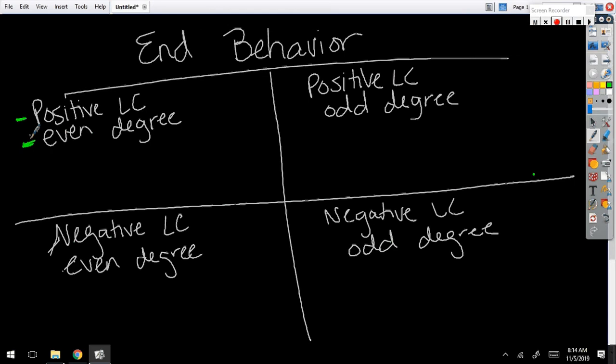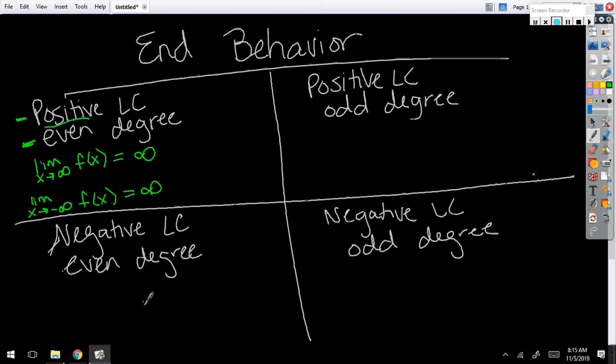What determines if they go up or down? The leading coefficient, the positive or negative. If I start with a positive number, both ends go up, right? So that means the limit as x approaches positive infinity of f of x is going to go up. And the limit as x approaches negative infinity of f of x is also going to go up. Both ends are going up, okay? As long as the leading coefficient is positive and the degree is even, both ends are going to go up. Even if the degree is 24, both ends are going to go up. Y'all with me? All right.